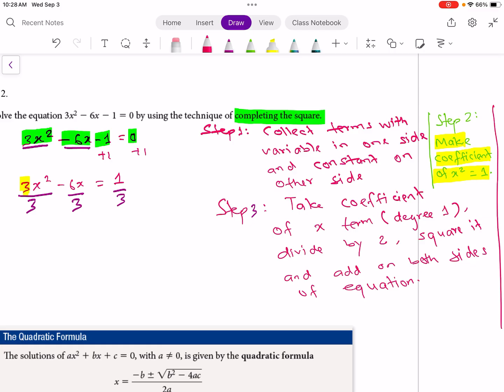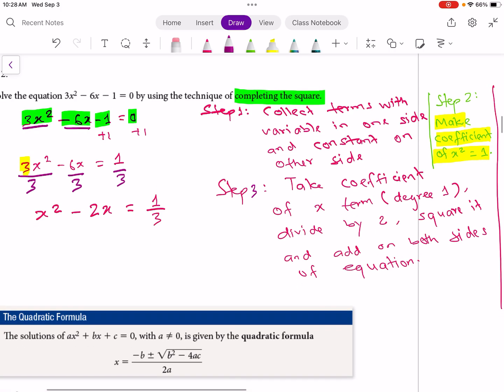So 3x square divided by 3, that is x square. Negative 6x divided by 3, that is negative 2x, equals 1 over 3. So before you start the third step, we have a second step. In that second step, we make the coefficient of square term 1. Now we go to step 3, yes. So in step 3, you take the coefficient of x. Now our coefficient of x is 2, okay. So we take the coefficient of x, divide by 2, we get 1, you square it, and you are adding 1 square on both sides. It was not 3 square, okay, sorry, this is 1 square, not cube.